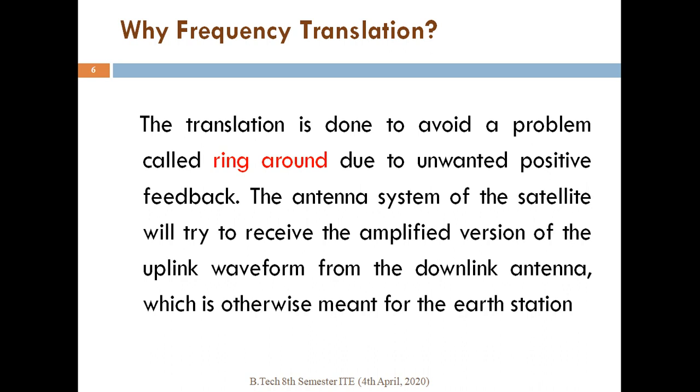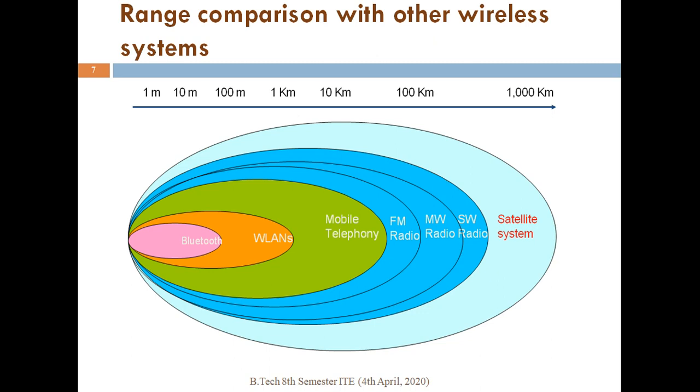The translation is done to avoid a problem called ring around. Due to unwanted positive feedback, the antenna system of the satellite will try to receive the amplified version of the uplink waveform from the downlink antenna, which is otherwise meant for the Earth station. That is, once the satellite receives the uplink frequency, it amplifies it, and if it transmits directly to the Earth station without converting it into another frequency, the antennas in the satellite will receive the same version. Those signals which are meant for the Earth station get received again by the satellite, and this problem is called ring around. To avoid this ring around, we have to go for frequency translation.